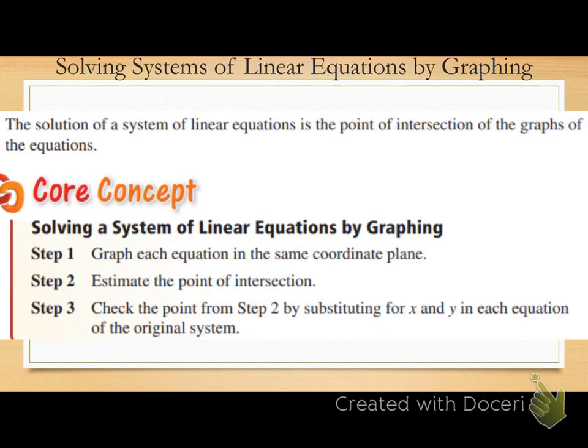How do you know if you're going to have parallel lines before you even graph? Same slope, right? If I see that my two lines have the same slope, I know they're going to be parallel. If they have the same slope and the same y-intercept, I know they're going to be the same exact line, so I know I'm going to have infinitely many solutions. Okay?